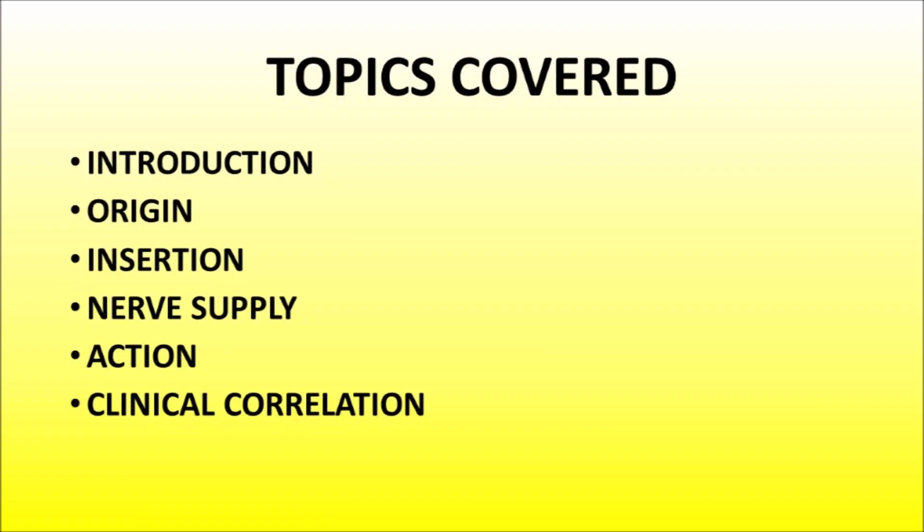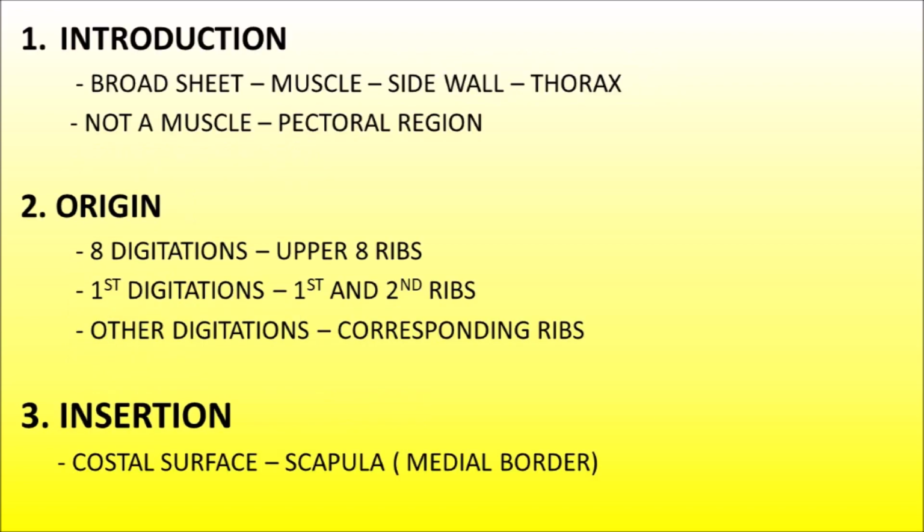Under serratus anterior, we will be discussing about its introduction, origin, insertion, nerve supply, action, and its clinical correlation. To start with its introduction, the serratus anterior is a broad sheet of muscle that clothes the side wall of the thorax and not a muscle of pectoral region.